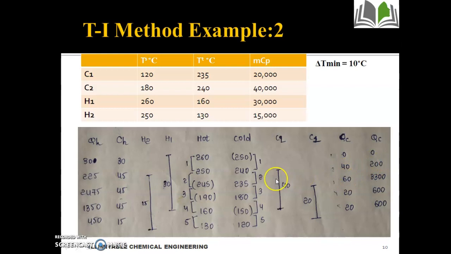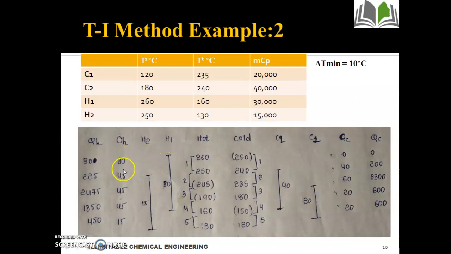For the third interval, 235 minus 180 means 55 into 60, so 3300. Similarly for the fourth interval, 180 minus 150, it is 30 into 20, means 600, and 150 minus 120, so it is 30 into 20, means 600. It is given here.